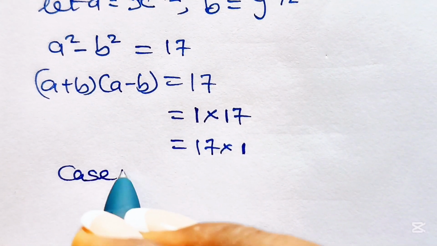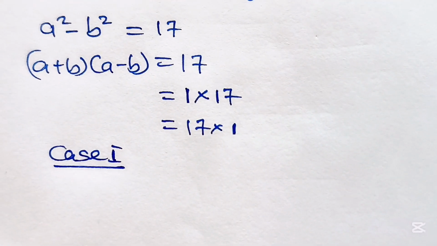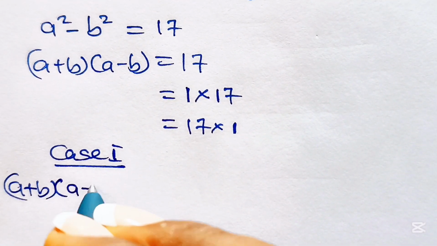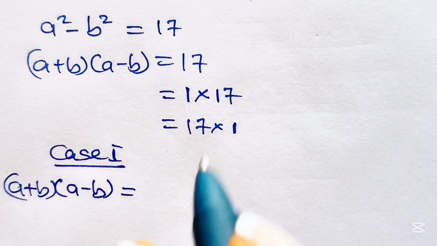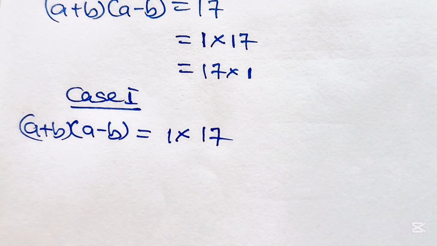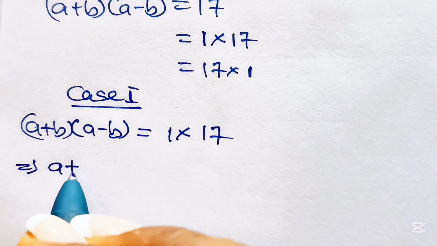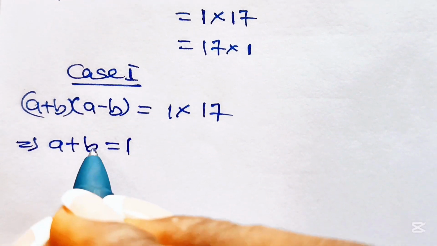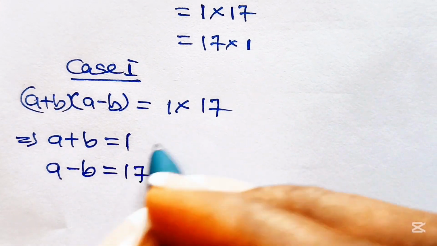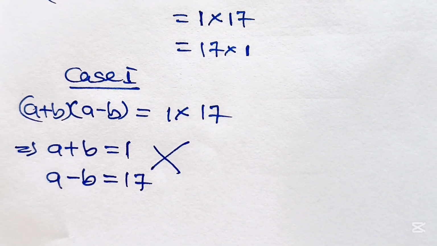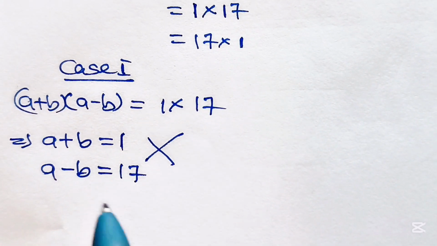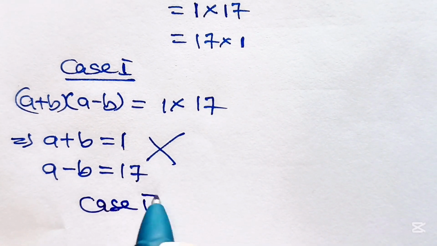Case 1 is that a plus b multiplied by a minus b is equal to 1 times 17. So from here, this implies that a plus b is equal to 1 and that a minus b is equal to 17. And this is not possible. Since it's not possible, we are going to reject case 1. Now let's go to case 2.